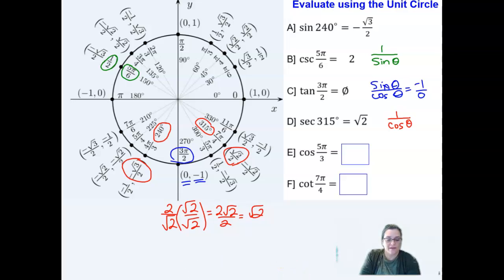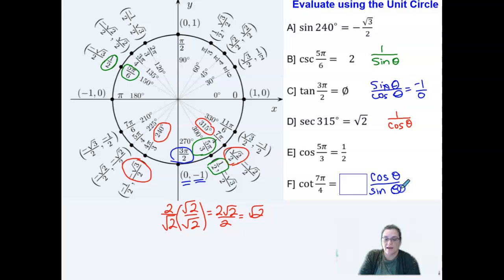Then we want to find cosine of 5 pi over 3. 5 pi over 3 is also in quadrant 4, and the cosine is the x-coordinate. So the cosine of 5 pi over 3 is equal to 1/2. Then lastly, we've got cotangent of 7 pi over 4. Cotangent is the quotient identity cosine of theta divided by the sine of theta.